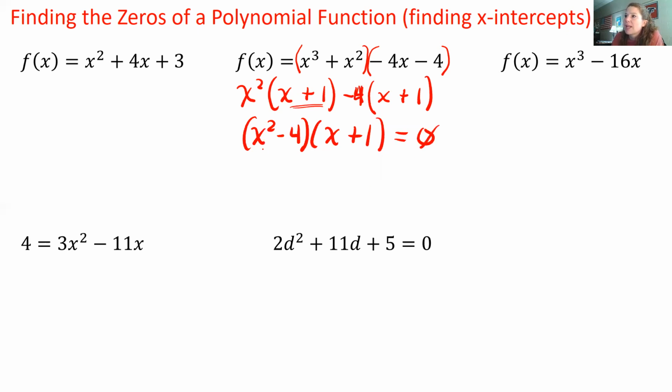So now this is the difference of perfect squares, right? The difference of squares. So this can still be simplified. So here I'm going to find the square root of x squared, which is x. The square root of 4 is 2. And then one gets a plus and one gets a minus.